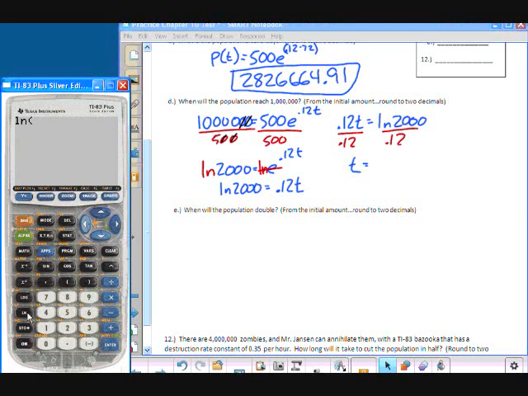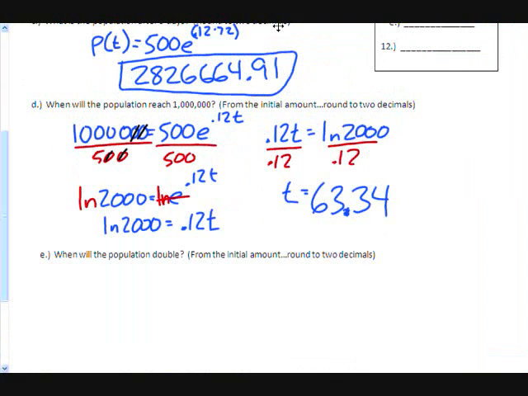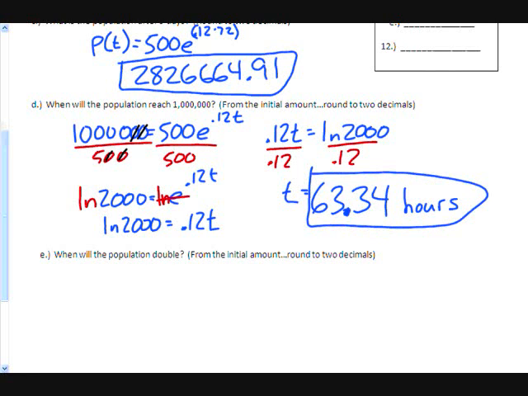So when I plug it into my calculator, natural log of 2,000. Again, make sure you close that parenthesis, divided by the 0.12. I hit enter. And so it tells me that it's 63.34, 2 decimal places. And it's 63.34 what? Well, it's 63.34 hours. Hours. So make sure you have it labeled correctly.